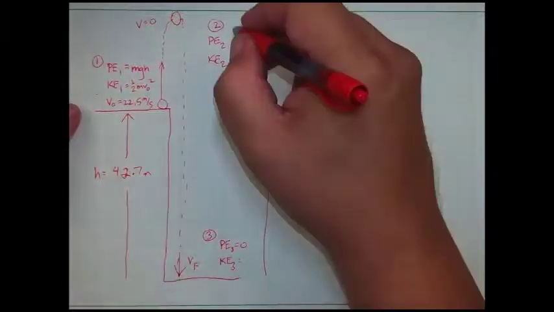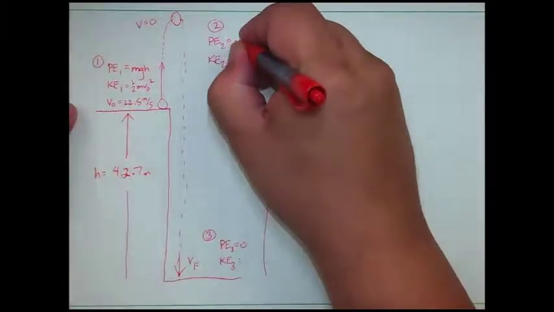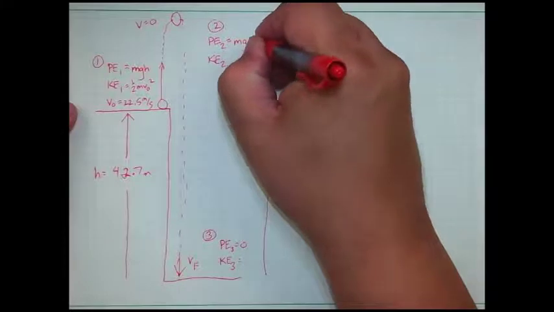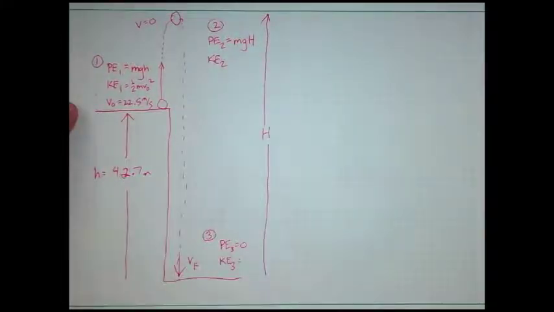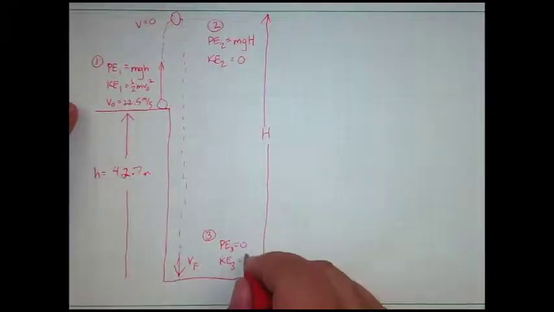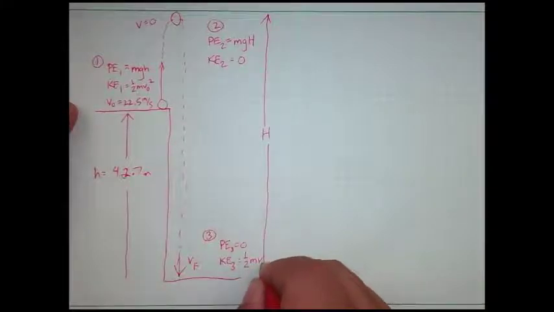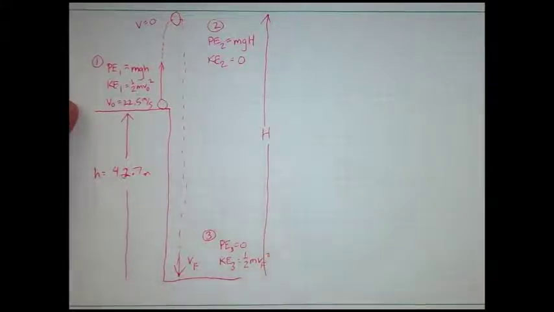At position 2, the potential energy is mg times capital H, our maximum height, and since the ball comes to a stop, the kinetic energy is 0. Finally, here at the bottom, the potential energy is 0, and the kinetic energy is 1/2 m v final squared. So we've indicated in our diagram at each of the key points what the potential and kinetic energy values are.